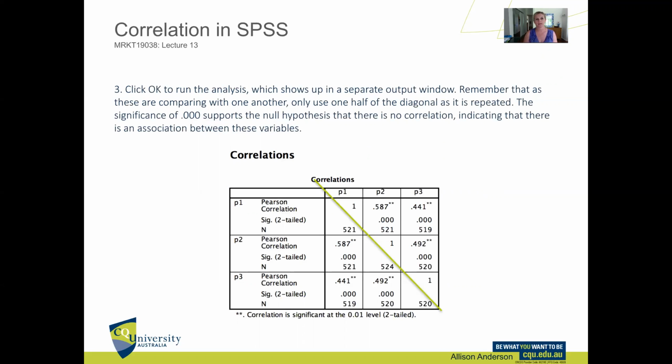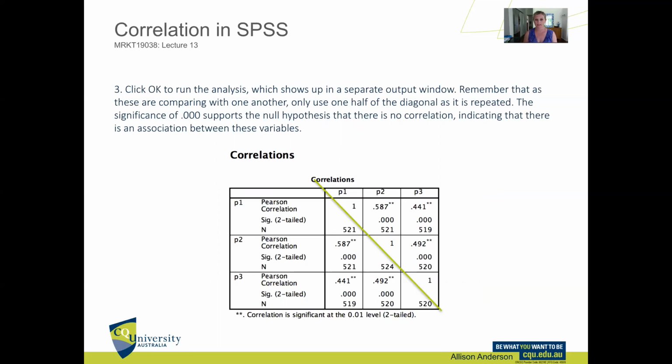Remember that as these are comparing with one another, only use half of the diagonal as it's repeated. So P1 compared to P1 is 1. It correlates 100%. That reminds you that that's not really a valid comparison. We're not interested in correlating things with themselves. So we can draw a diagonal and it's repeated. P1 compared to P2 is the same as P2 compared to P1. See, 0.587 double asterisk either way. What this shows is that there's a significant correlation at the 0.01 level. Those double asterisks next to those figures explain that there is a significant correlation, and that's useful.